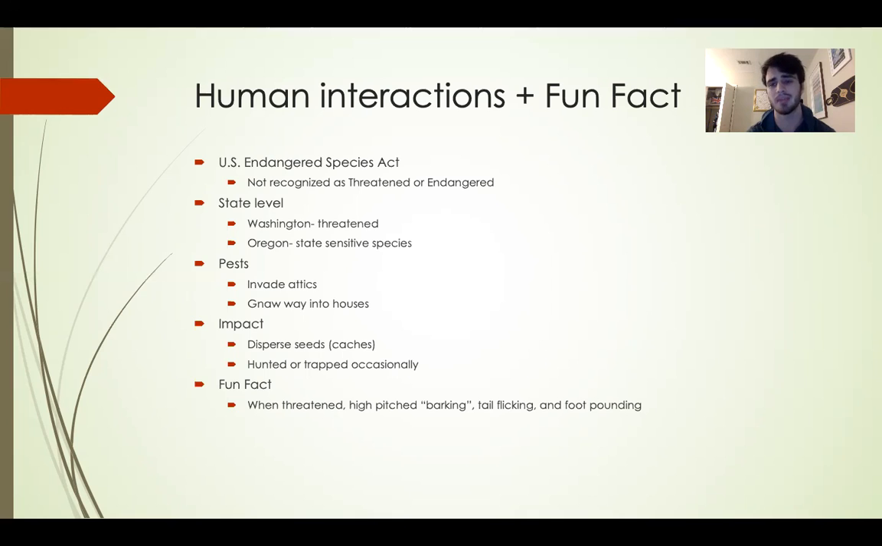A quick fun fact on the species is that when they feel threatened, these squirrels will release a really high-pitched barking sound, I feel like, is a good way to describe it. Kind of like that of marmots, another type of ground squirrel, but it's a really interesting behavior, and they'll flick their tails back and forth really rapidly and do some foot pounding. And they're really cute little guys. It's really funny to see them do it. But that's a conclusion there. I'll end it at that.